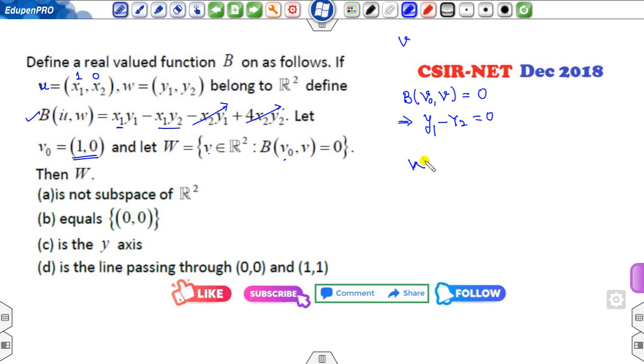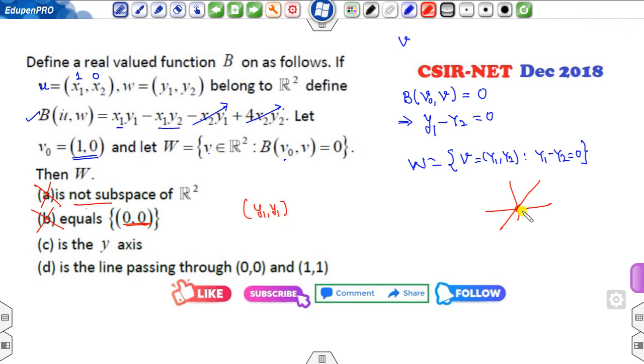So that means W is the collection of all those V's. V's is basically y1 comma y2 such that y1 minus y2 is 0. Then not a subspace? Wrong, because it passes through the origin, 0 comma 0. That's wrong. It is basically y1 comma y1 in this line.